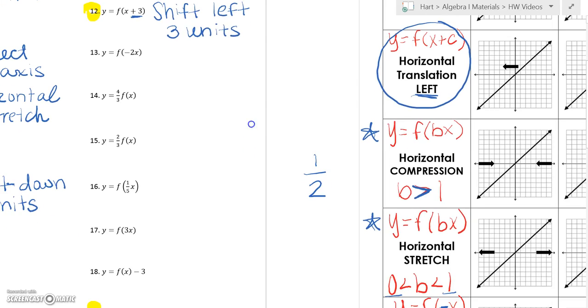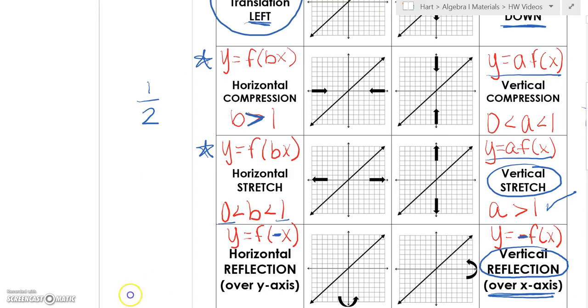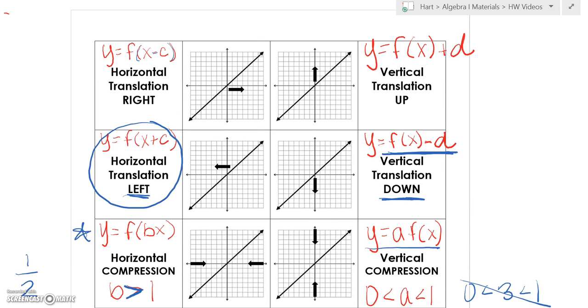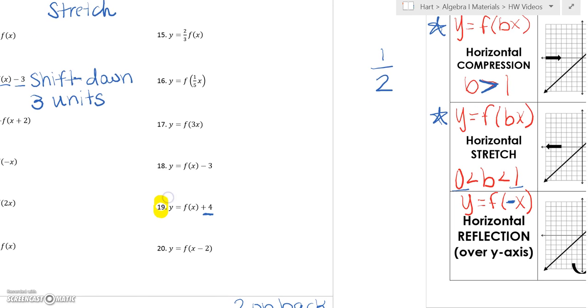Okay. And then the last one on the front, when we have plus 4 on the outside of the parentheses. So like this guy. That one makes it move up. So this one would shift up. And since it's plus 4, it would shift up 4 units.